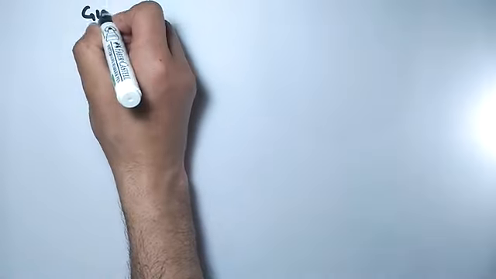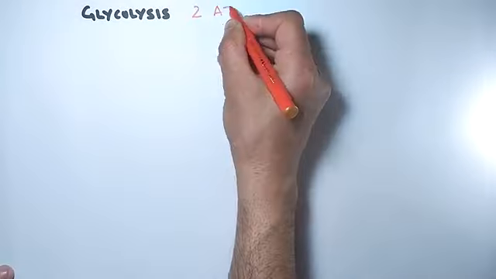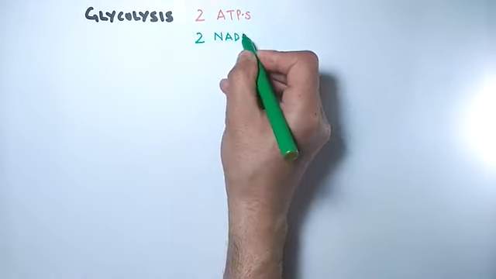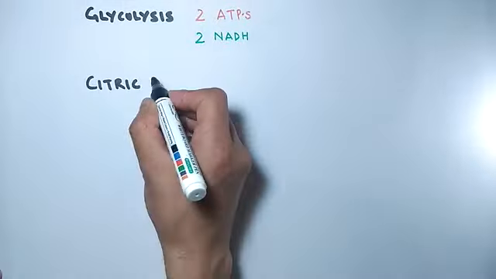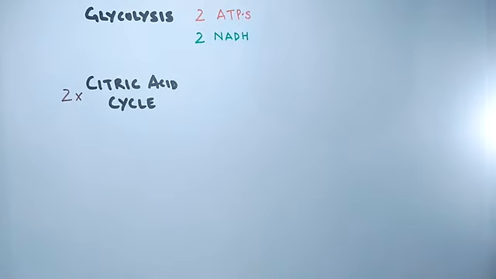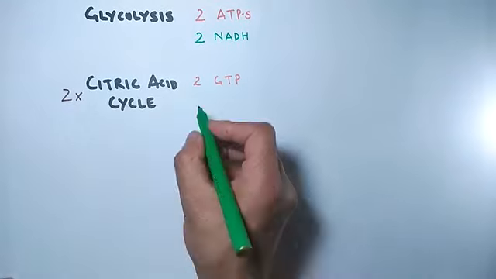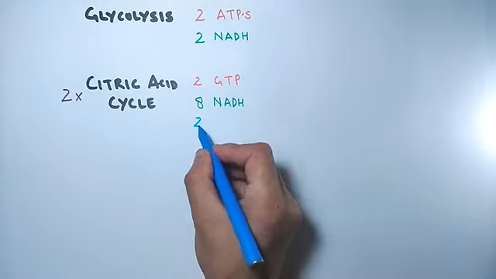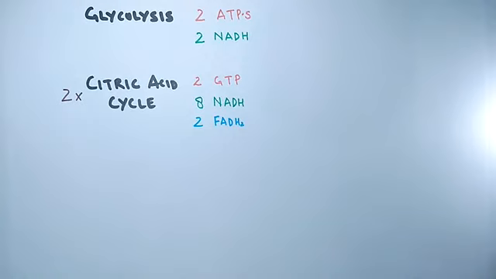First of all, let's see what glycolysis gives us. From glycolysis we get 2 ATPs and 2 NADH molecules. And from 2 turns of the citric acid cycle, because you know the citric acid cycle runs 2 times to oxidize the 2 molecules of pyruvate, we get 2 GTP molecules, 8 NADH and 2 FADH2 molecules.